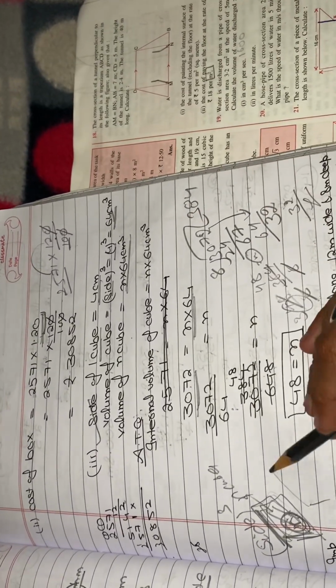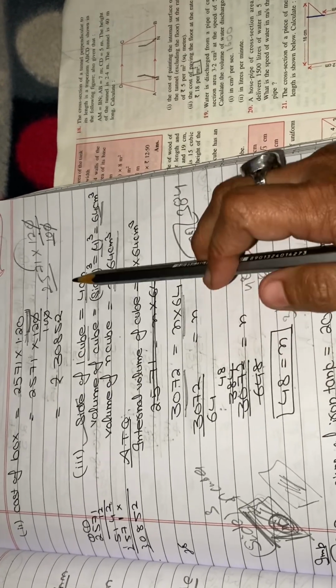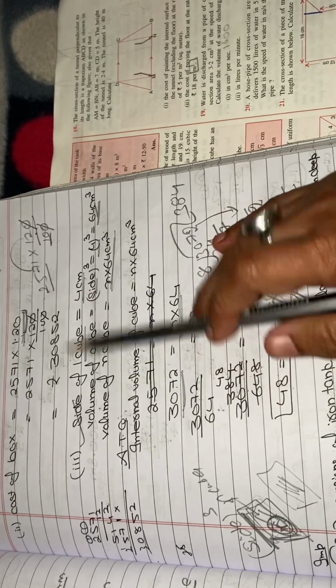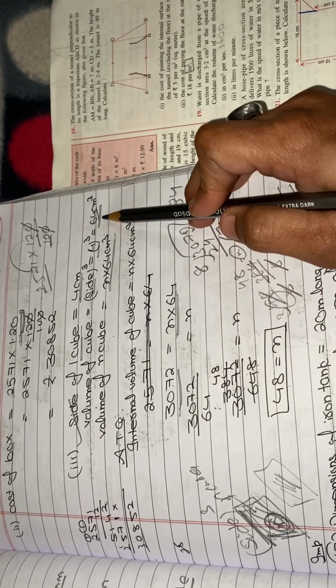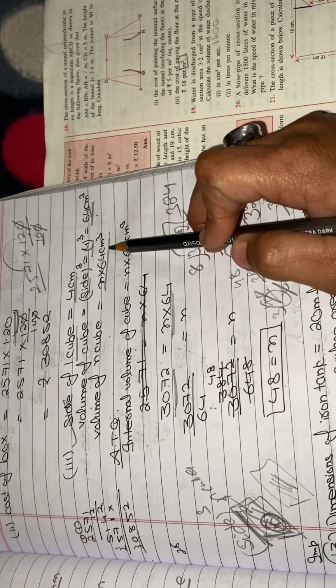We have to put n cubes in that box. Okay, so side of one cube, 4 centimeter. Volume of one cube, 4 cube, that is 64. And volume of n cubes, n into 64.